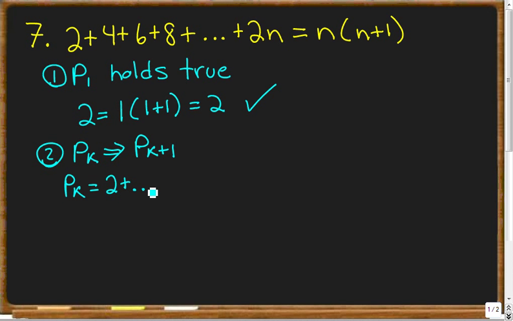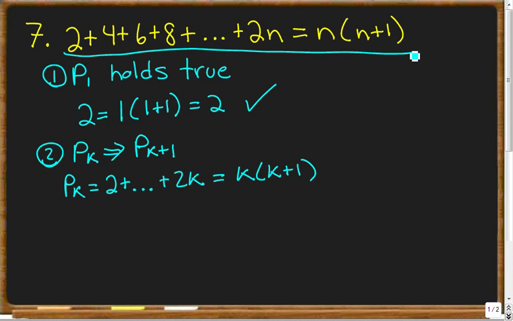and I'm going to skip a few steps here. I'm just going to turn this into a 2k, and then that equals k times k plus 1. So all I'm doing there is replacing my n's in this step with k's. And then I'm just classifying this as P sub k. So what I need to do now is create a P sub k plus 1.